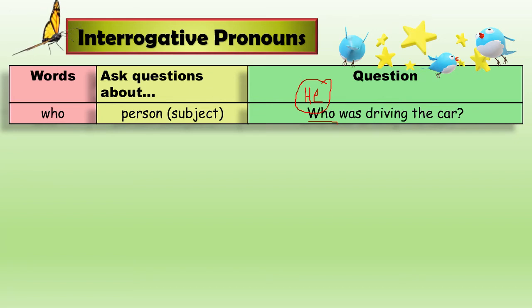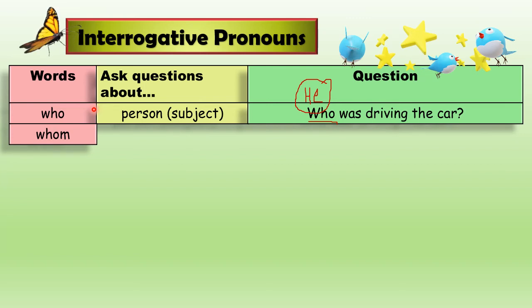So we ask questions from who to know about the person and about the subject of the sentence. I'm repeating again, children. We ask questions from who to know about the person and about the subject of the sentence. Like here, who was driving the car? He was driving the car. So he is what? Subject of the sentence. Who is what here? Subject of the sentence.